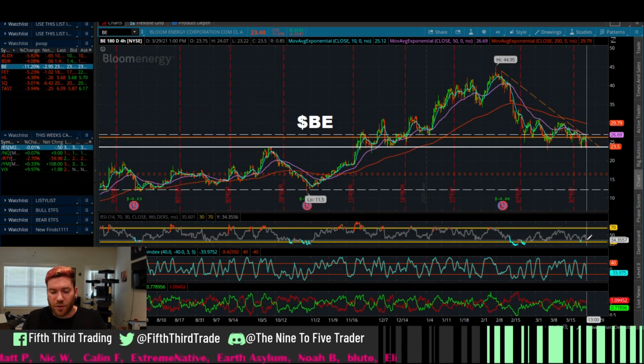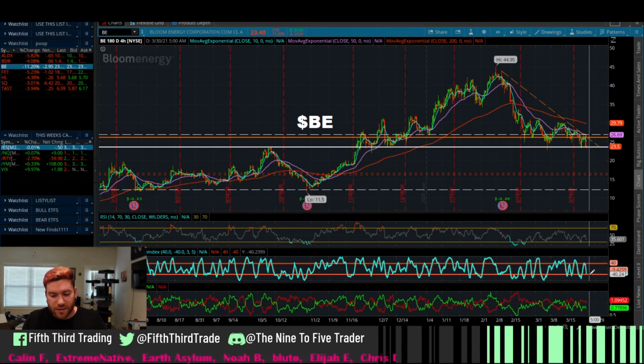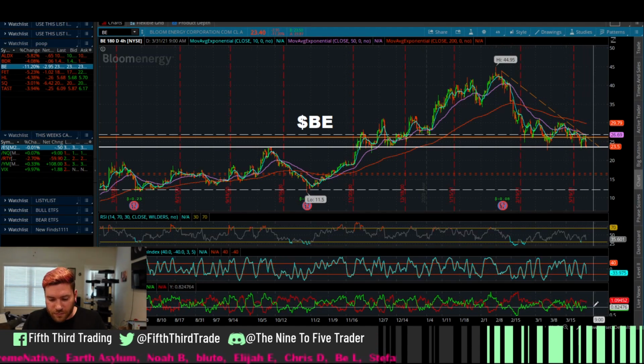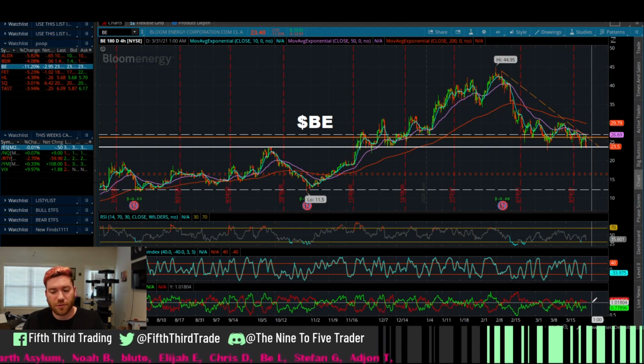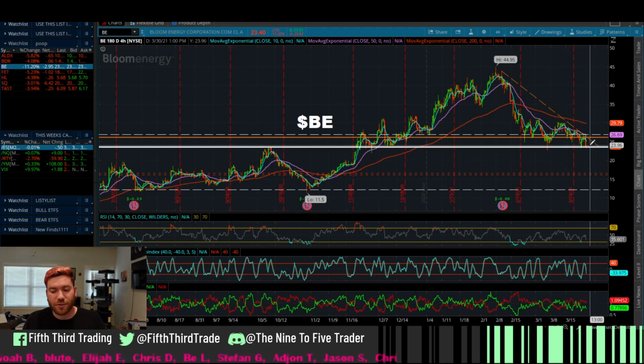RSI is exactly where we want it to be, super low. Stochastic exactly where we want it to be. We just need to see it curl up. And once again, bulls, oversold. Bears, getting close to overbought. So again, it may take a little bit of time, but BE right now is a fantastic setup.